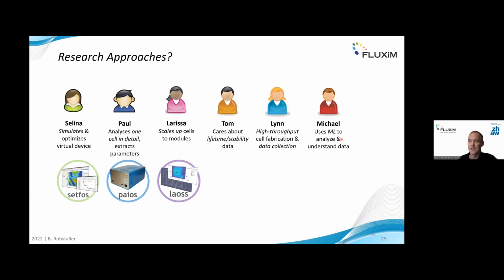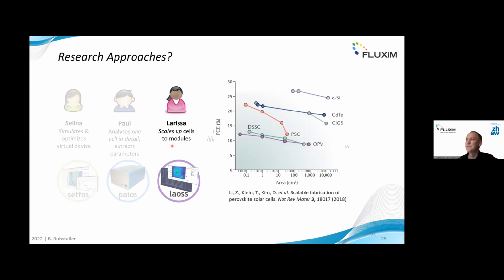But now I'm trying to speed up and go to the last part of my talk, which is about scaling up of cells to modules. As you know, for any PV technology, this quite often happens: a loss in the efficiency, PCE, as you go from small scale to large scale.